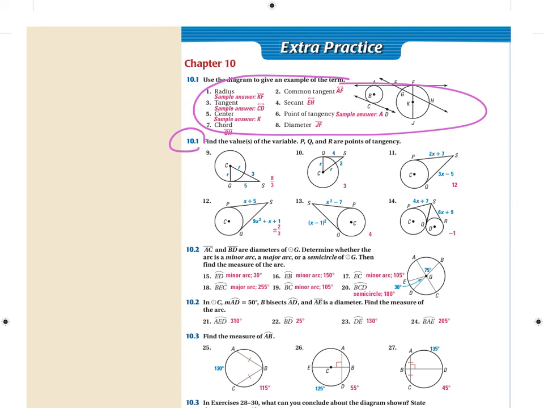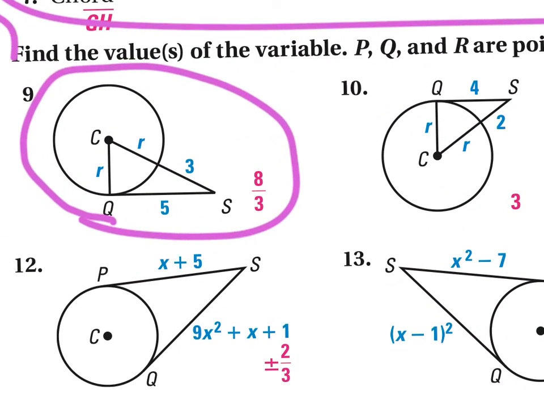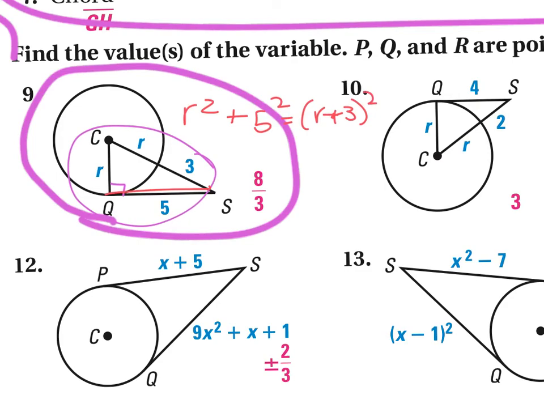One said that where the tangent meets the radius, it forms a right angle. So in something like this, it would be a right triangle. And then I could set up, using the Pythagorean theorem, r squared plus 5 squared would equal r plus 3 squared, and then expand and FOIL that.